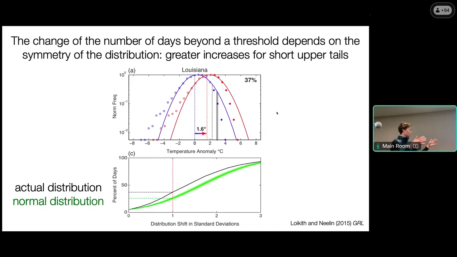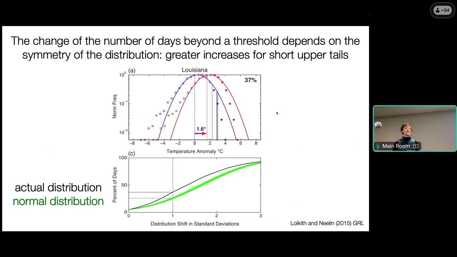And then on the y-axis is the percent of days that exceed a pre-specified threshold, again a percentile-based threshold. The green is what you'd get if everything was normally distributed. Because this is a short-tail distribution, you actually get the black, where you have a different function in terms of what percent of days are going to exceed that threshold. That's a pretty direct function of how short-tail this distribution is. So if you went to a long-tail distribution, you would see the opposite.